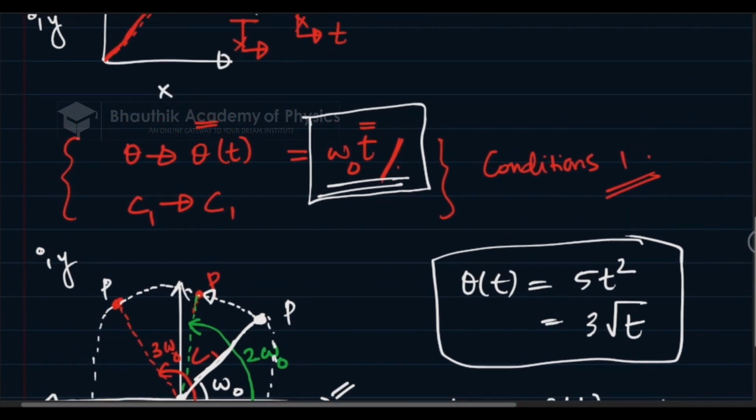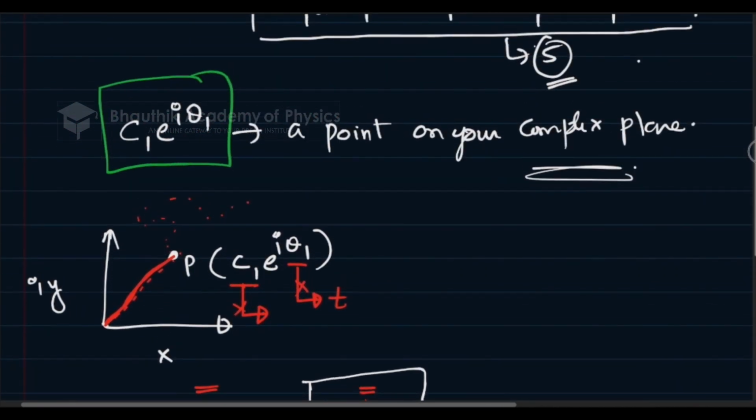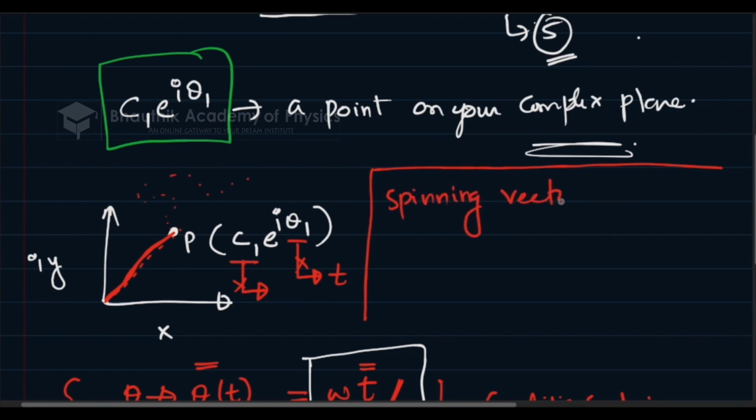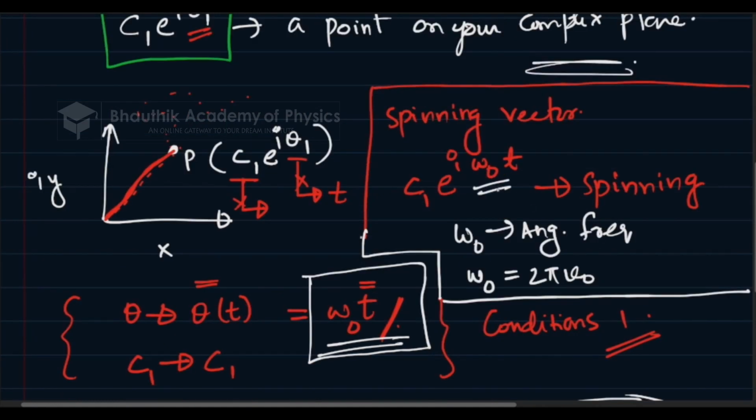So if you represent this spinning vector in terms of our initial c1 e raised to i theta 1, let me write it, how to represent a spinning vector. This is very simple because what you need to do is to substitute the time function instead of theta 1. So c1 e raised to i omega 0 t. As you already know, omega naught can also be represented as 2 pi nu naught, where nu naught is the frequency of the spinning vector.